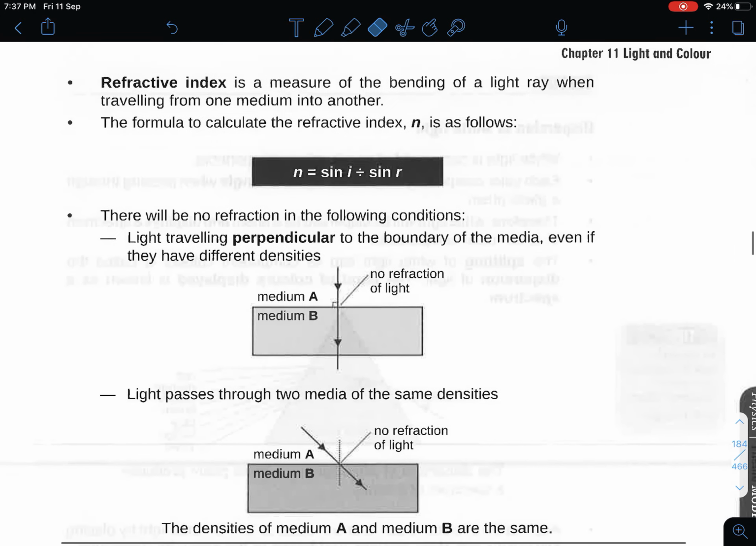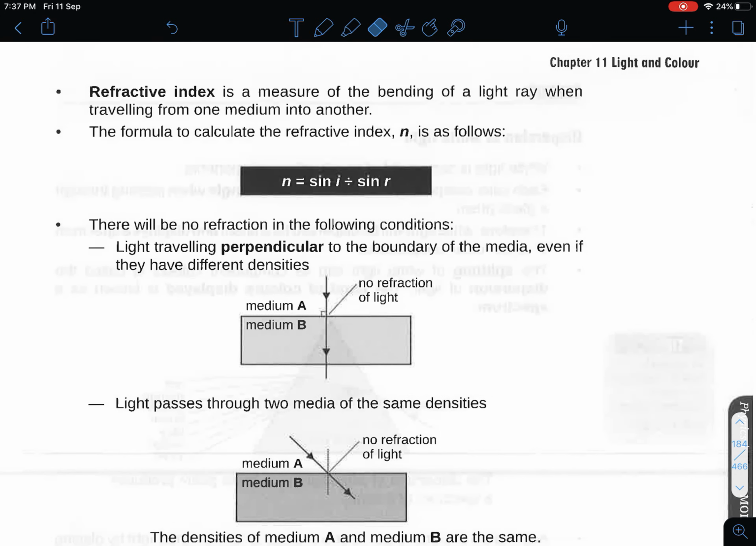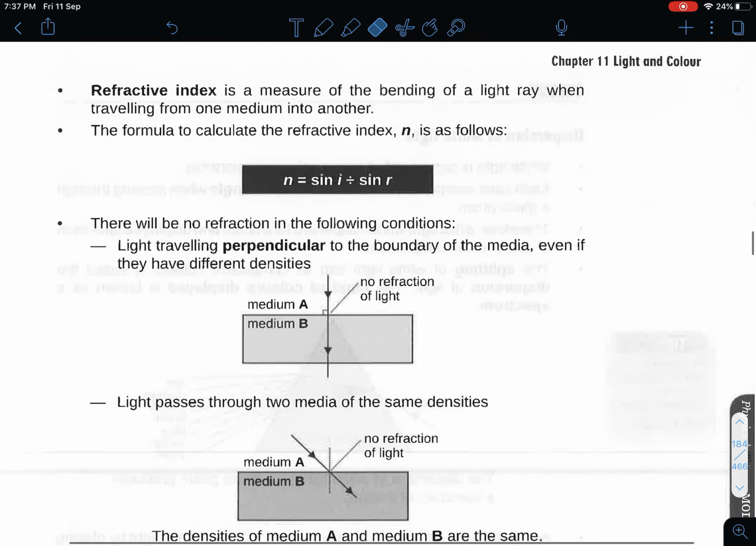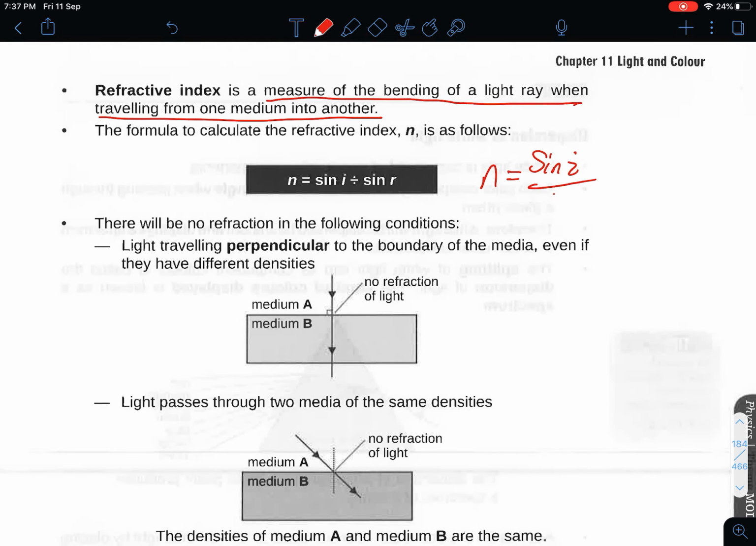Next, we look into refractive index. Refractive index is not really needed for most of your papers, but generally it helps to measure the ratio of the bending of light when traveling from one medium to another medium. So how do you calculate this? Refractive index is just a number. There are no units for it. It's sine i over sine r.